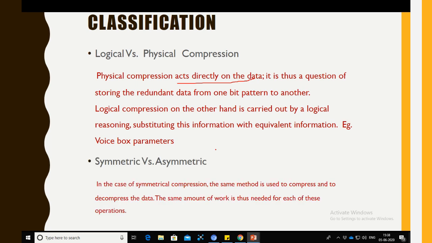In symmetrical compression, whatever method we have used to compress, the reverse steps will be followed for the decompression. That is a symmetric compression.